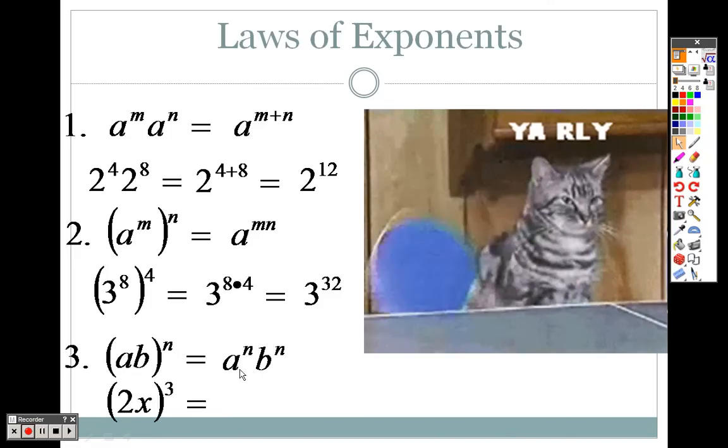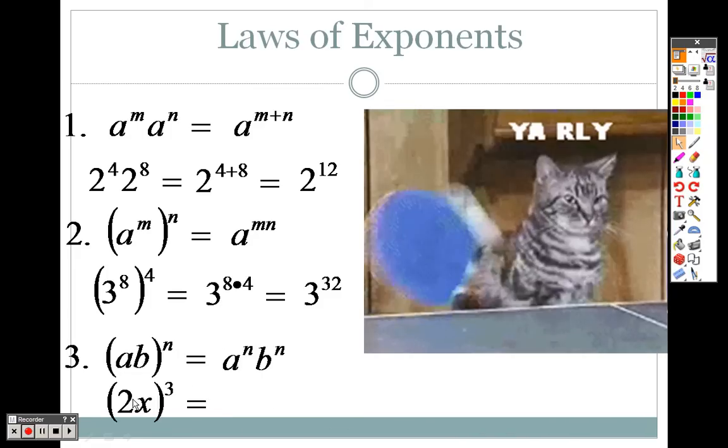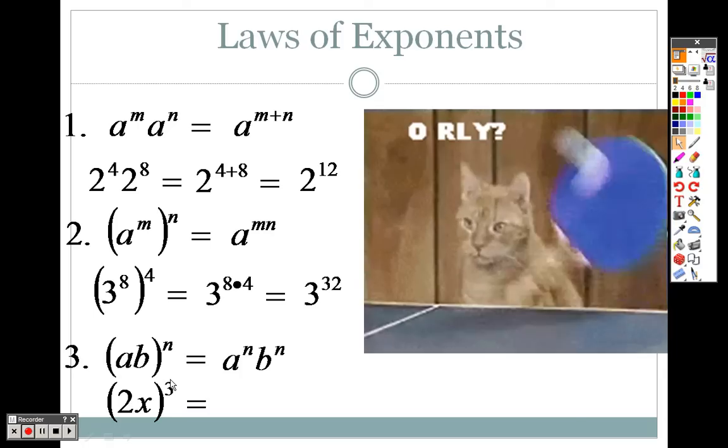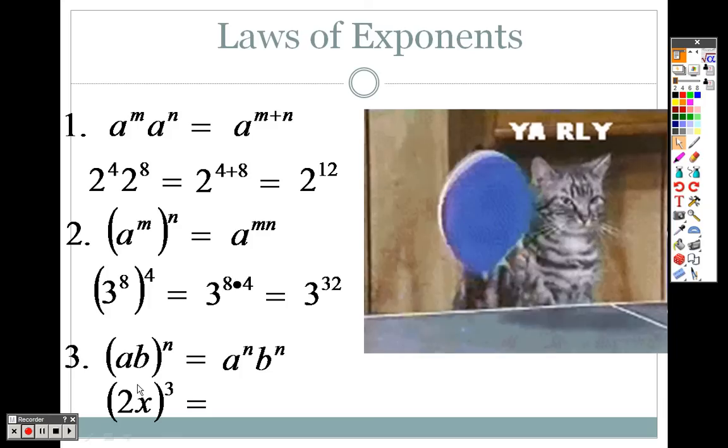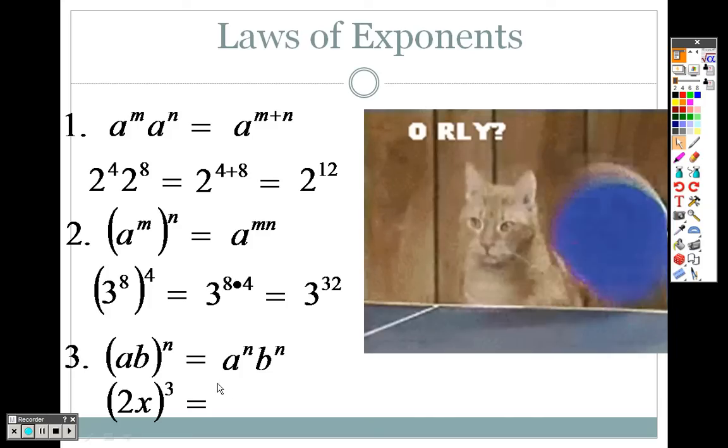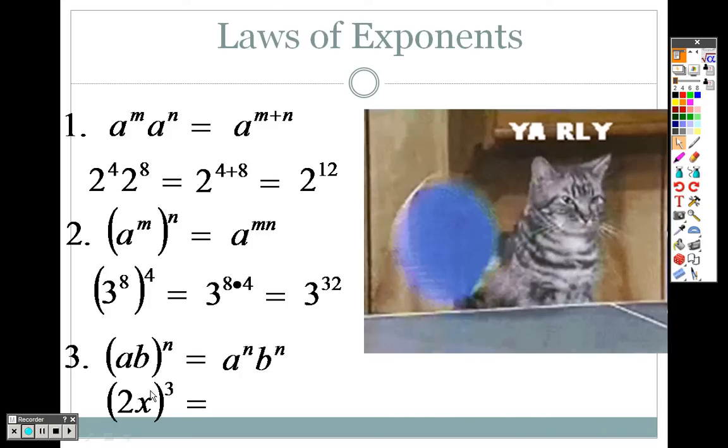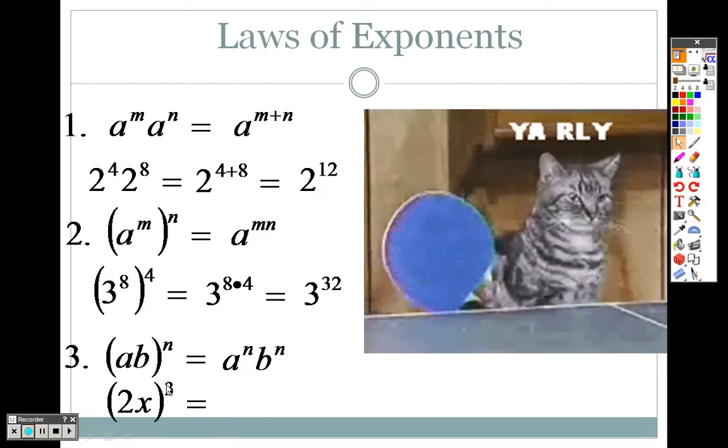So in this problem, this 2 has an exponent. It's 2 to the first power. So I'm going to take that 3, 3 times 1 is 3. This x has an exponent. We just don't write it. That's a 1. So that becomes 1 times 3, which is 3.